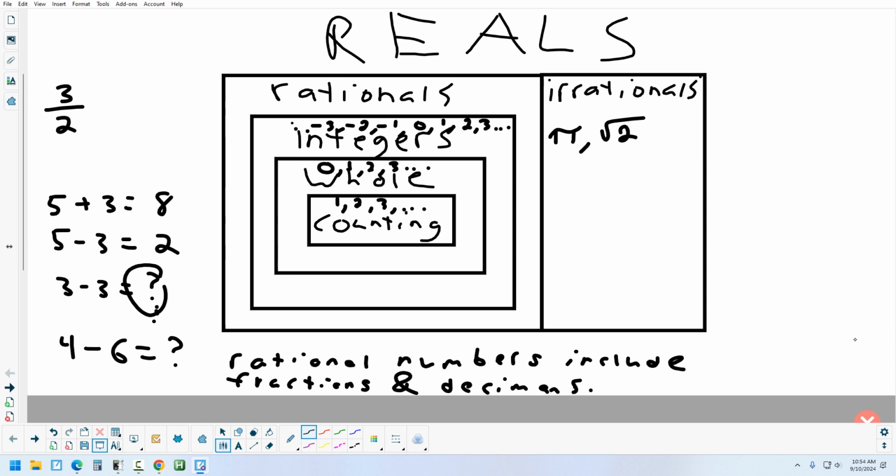Those are called the real numbers. Beyond that, there's something called imaginary numbers. We're not going to get into that today. But those are the kind of terms you'll need to know.